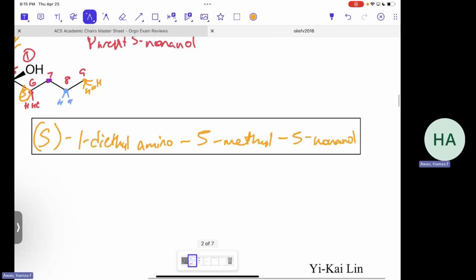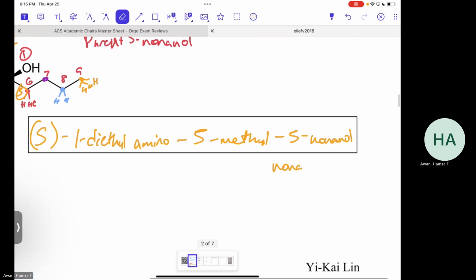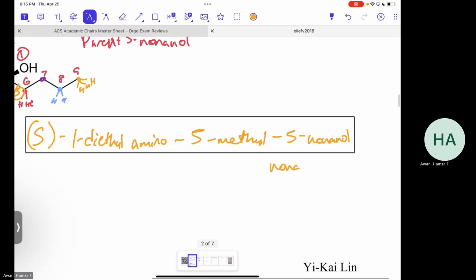which can also be written methyl nonan dash 5 all. Any questions on this one? Yeah.